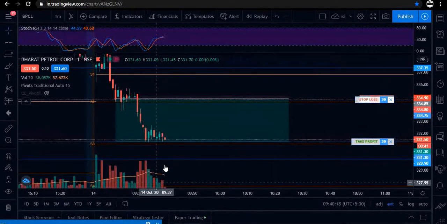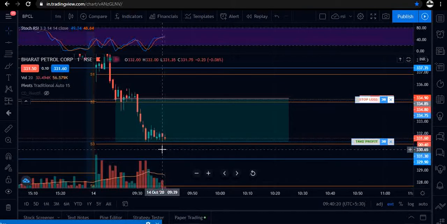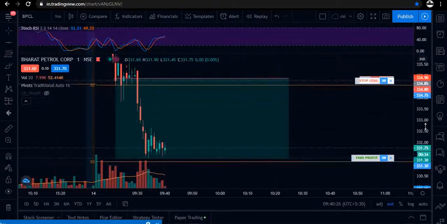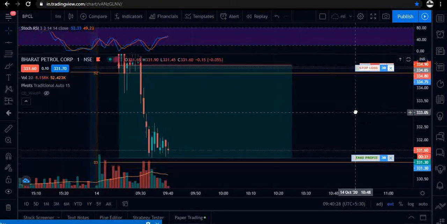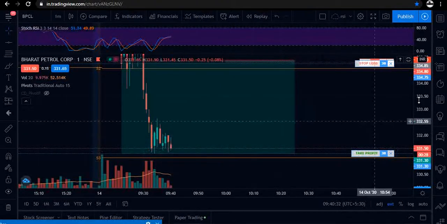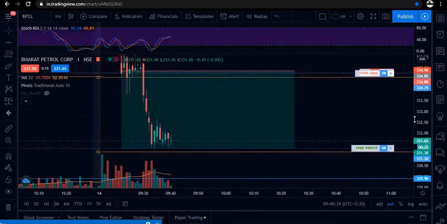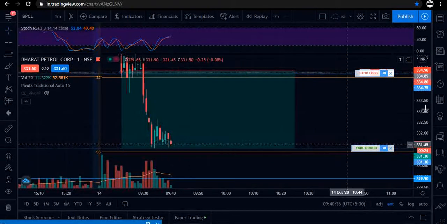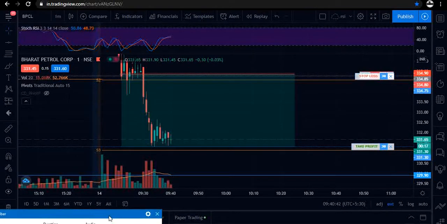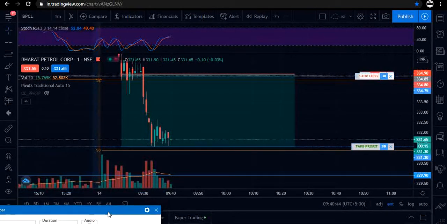As you can see, again it came near to our target but didn't trigger it. It just survived by a few points currently. Okay, no problem, we will still wait for our target. As you can see, it is again trying to come downside and it will hit our target. So we are waiting.